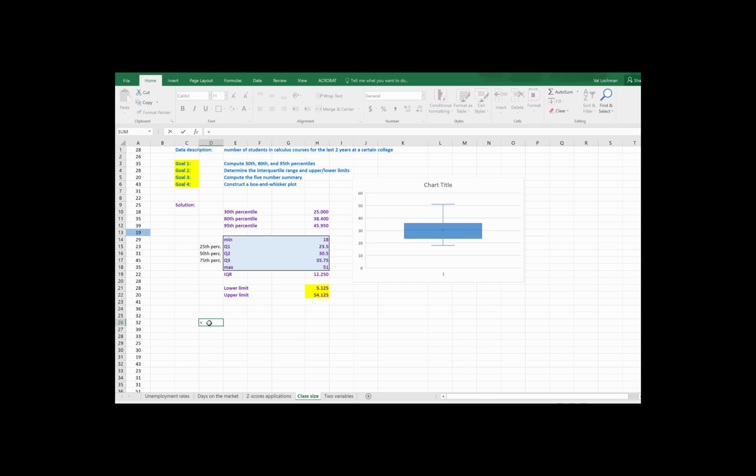I'm going to say equals percent rank.exe. Okay, we're going to highlight our set of data, so that's A1 through A40. Then I need to tell my function which number I'm looking to find the rank for. 19. And significance will tell us how many significant figures, so how many decimal places. So let's say 4.